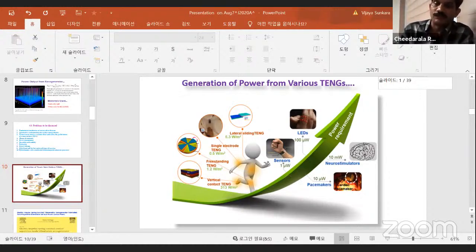And we can also see sensors for domestic use that we can attach to the hands, heart, and muscles of the human, as well as brain sensors, and pacemakers. We can use these for harvesting energy, or nanogenerators, through these materials.